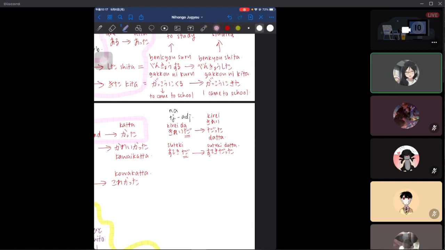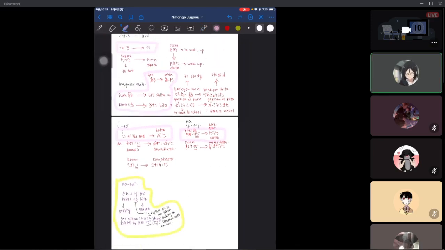So basically for na adjective, we will usually end with da here. So you just change the da to datta here. So this one is basically how you remember: the da, you change it to datta. So that is for na adjective.